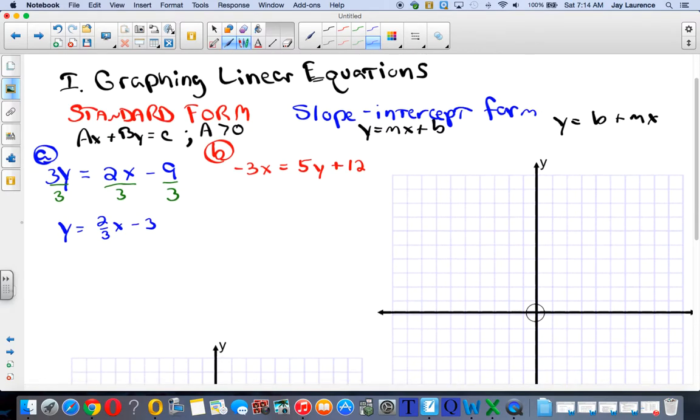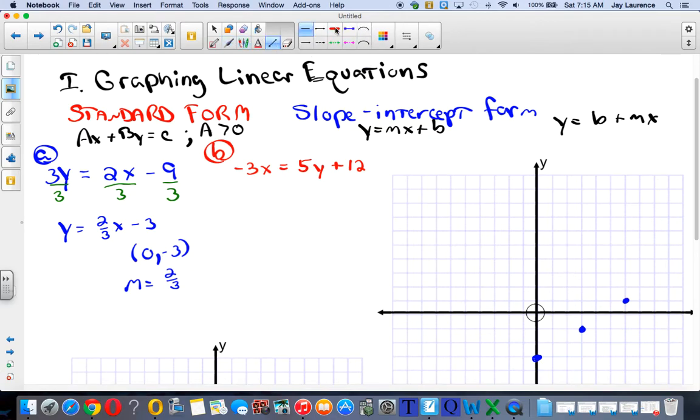All right, so I'm going to come on over here, and negative 3 is my y-intercept, or I should say 0, negative 3 is my y-intercept, right? My slope is 2/3. And so I'm going to go negative 3, 1, 2, 3. Put a nice little point there. And then I've got to rise 2 and run 1, 2, 3. And rise 2, run 1, 2, 3. There we go. All right, so now I can draw my line.